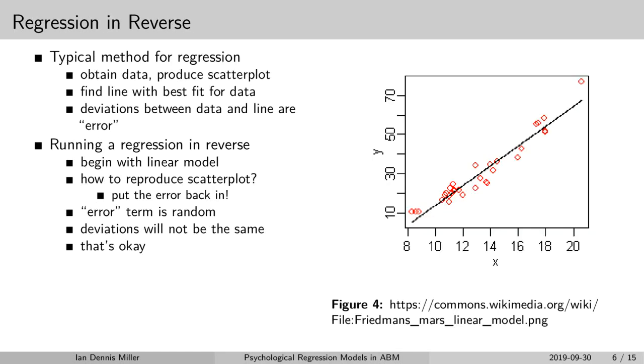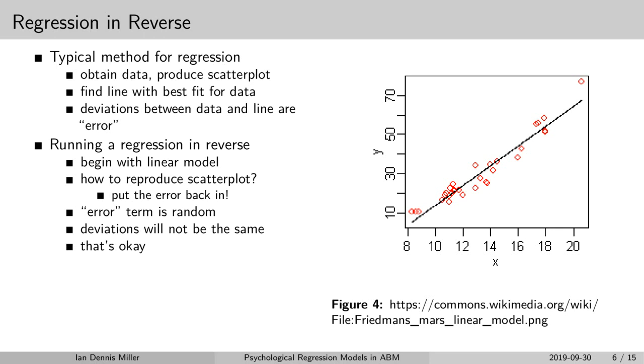At a higher level, what we're doing here is running a regression in reverse. Let me explain what I mean by that. The typical way that regression works is that you get some data, maybe you produce a scatter plot, and you can imagine a line that best fits the data. The deviation between the line and the data is called error.